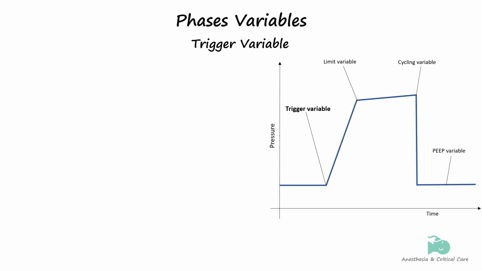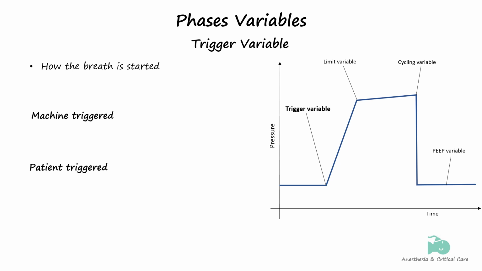Trigger variables determine how a breath is started. A breath can be initiated or triggered either by the ventilator or the patient using time, flow, and pressure. Ventilator-triggered breaths are initiated in response to a timer inside the ventilator. Such breaths are characterized as mandatory, implying that the patient has no choice in the matter.